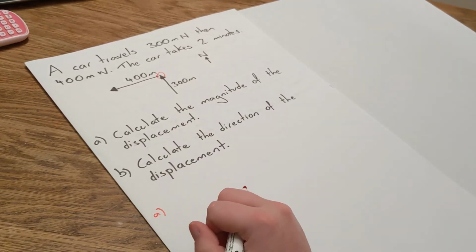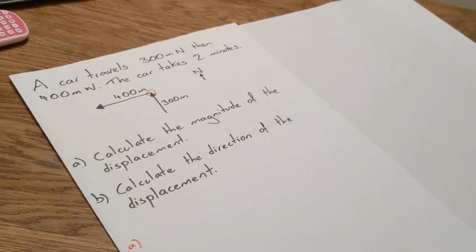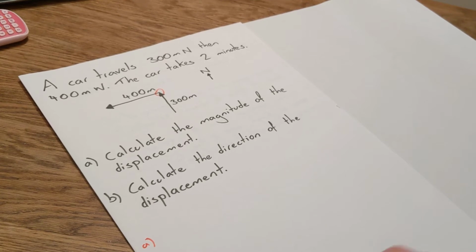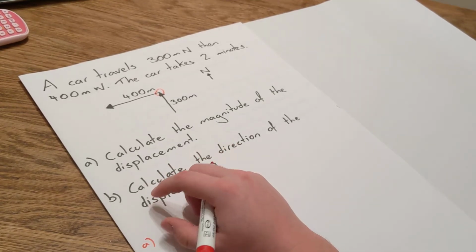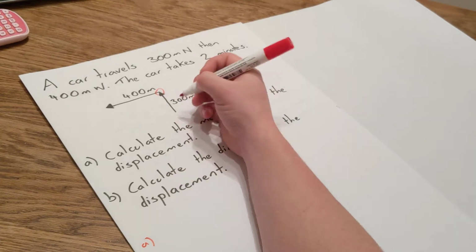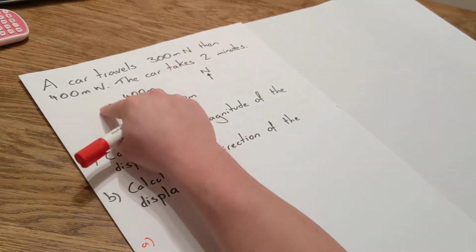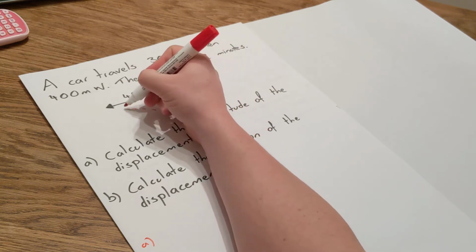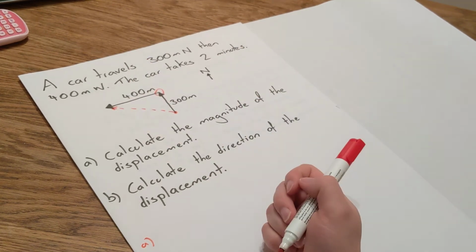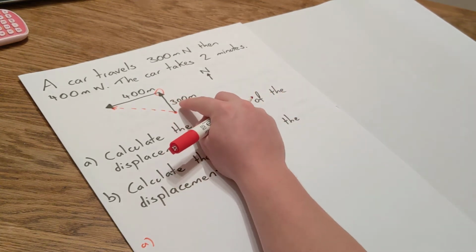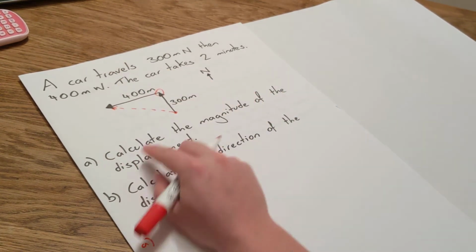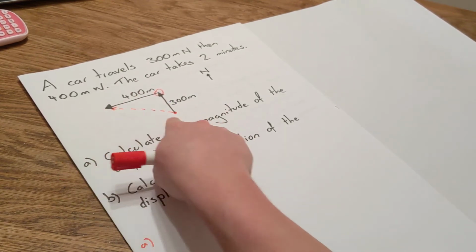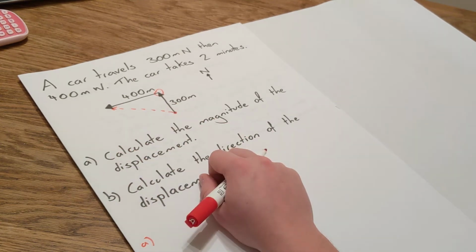Calculate the magnitude of the displacement. First things first, we want to work out what the displacement actually would be here. The displacement is where you have travelled based on where you started, okay? So if our start point is here and we finished here, our displacement is just in this direction. Our displacement doesn't really care about what we did on our journey, it only cares about where we finished compared to where we started, and it's the shortest distance between the start and the finish.